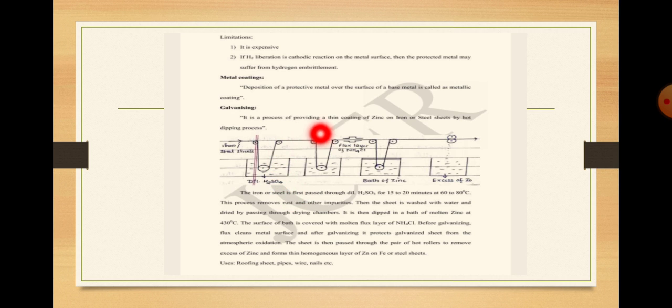Again it is dipped into the next bath, the bath of molten zinc, which must be kept at 430 degrees Celsius. The surface of the bath is covered with NH4Cl before galvanizing, so the metal surface is clean, and after galvanizing it protects the galvanized sheet from atmospheric oxidation, and it is passed through rollers. Uses: roofing sheets, pipes, wires and nails.